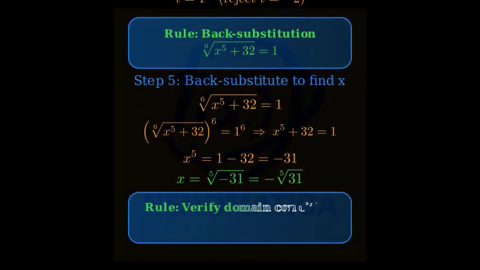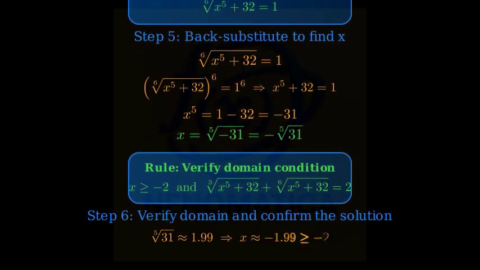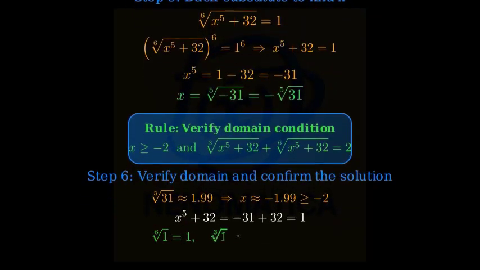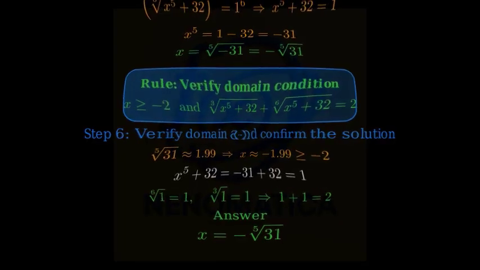Step 6. Verify the domain and confirm the solution. Since the fifth root of 31 is about 1.99, our x is approximately negative 1.99, which is greater than or equal to negative 2. Therefore, it satisfies the domain. Finally, check in the original equation x to the fifth plus 32 equals 1. So both the cube root and the sixth root equal 1, and the sum is 2. The solution is valid. Final result. The equation has the single real solution, x equals negative the fifth root of 31.